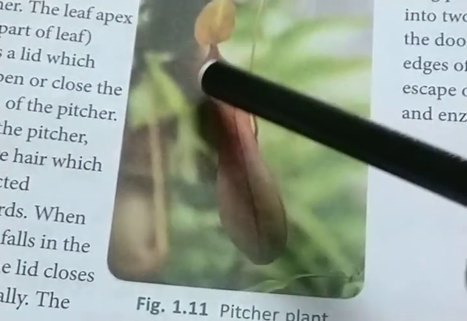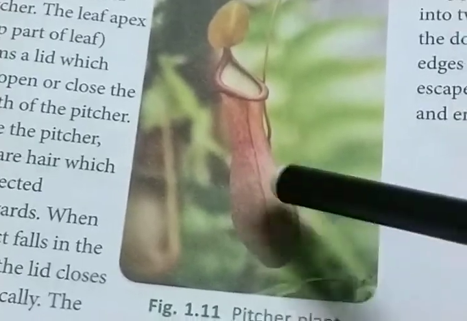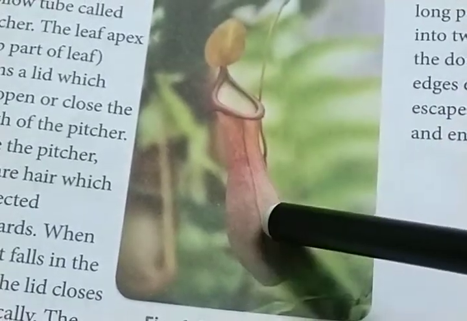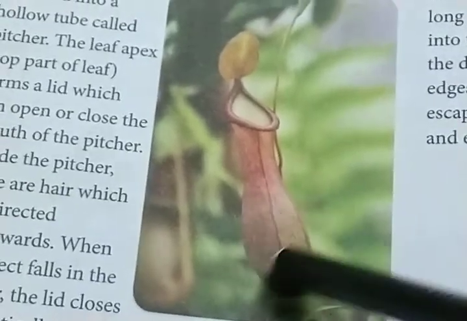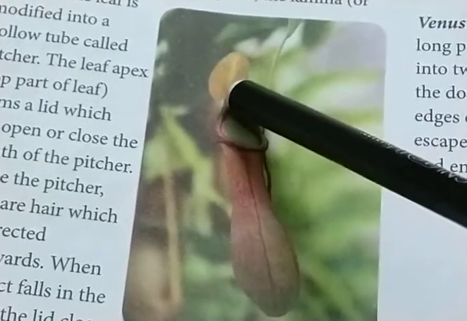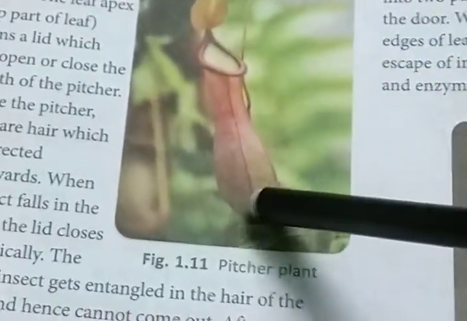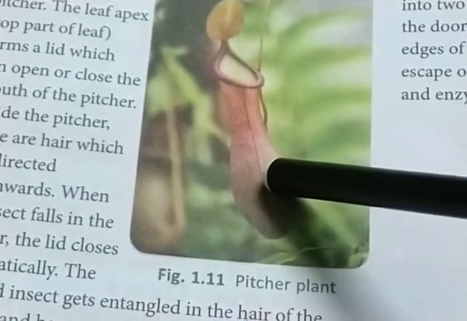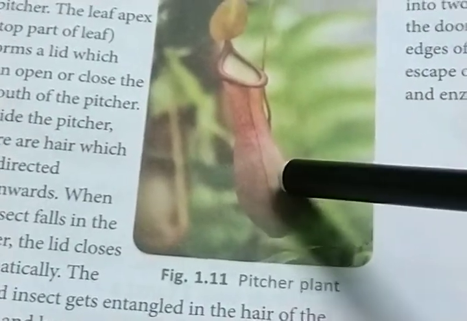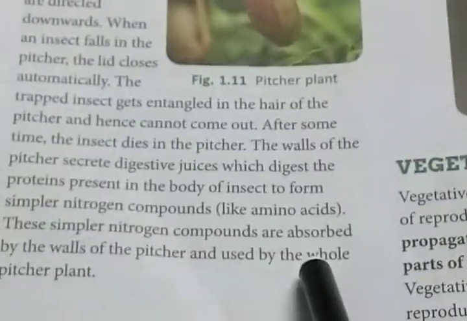The leaf blade turns into a pitcher-like structure. There are root hairs inside the pitcher. When an insect enters the pitcher, it is trapped by the root hairs. Then the apex of the leaf, which works as a lid, closes. Then from the wall of the pitcher, digestive juice is secreted and it helps to digest the insect and take out the nitrogenous substance, I mean amino acid, which is essential for the growth of the pitcher plant.